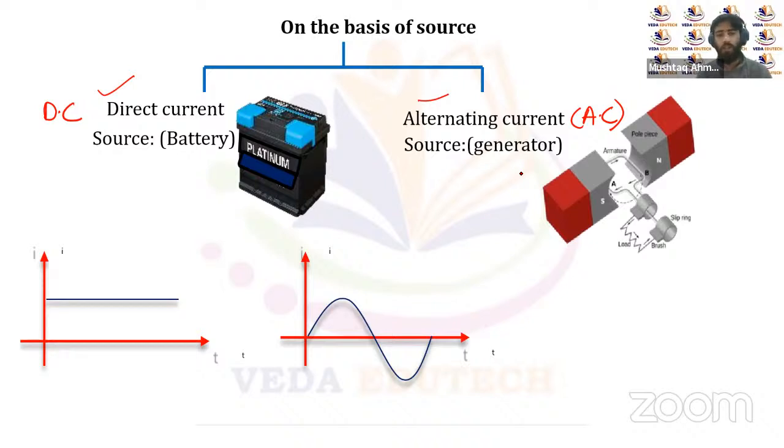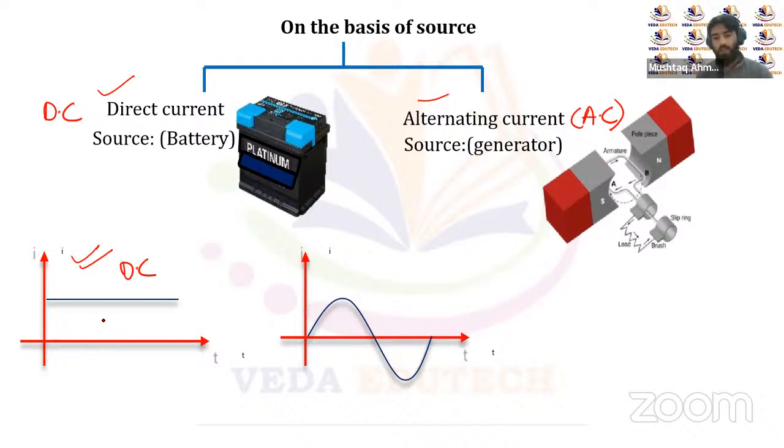So direct current is the constant current flowing through the circuit. Neither the magnitude of this current changes nor the direction of this current changes. It's a current of constant magnitude and direction as well. We can represent the direct current with this graph. If we plot a current versus time graph, this will be the plot for DC current. Neither the direction nor the magnitude of the current is changing, so we call this direct current.